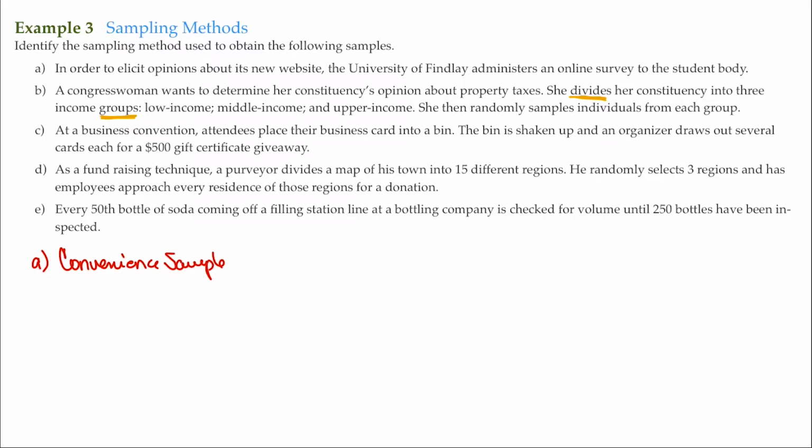A fancy word for groups is strata. So once you have a population and you want to manage that population somehow by dividing it into different groups and then randomly selecting individuals from each group, that is called a stratified sample. And again, we can tell when we divide that population into groups.